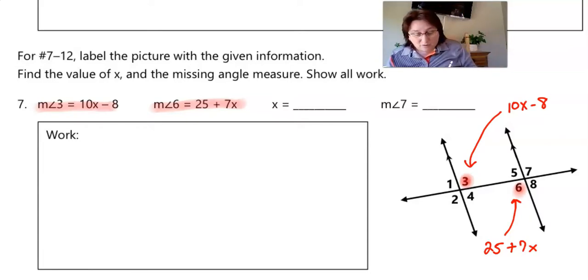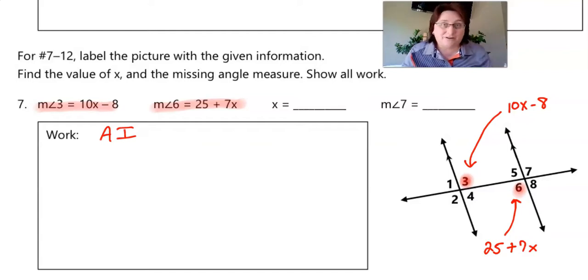Okay, so hopefully you guys said, hey, Miss Smith, those are alternate interior angles. Okay, so alternate interior angles. And if you guys notice right here, here's the parallel symbol, right? I have alternate interior angles with parallel lines. So what would be the relationship between their measurements? So the characteristics, alternate interior angles are what when my lines are parallel?